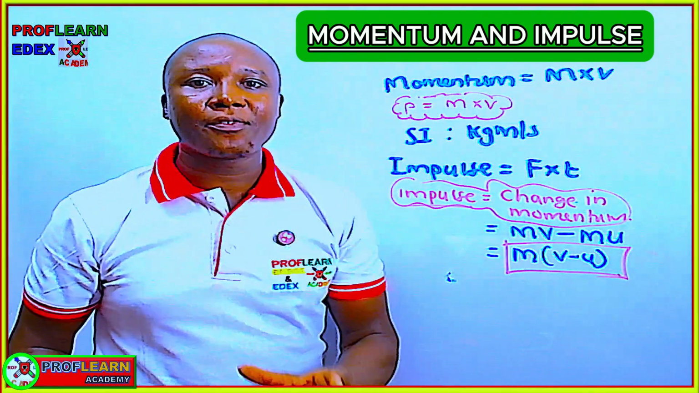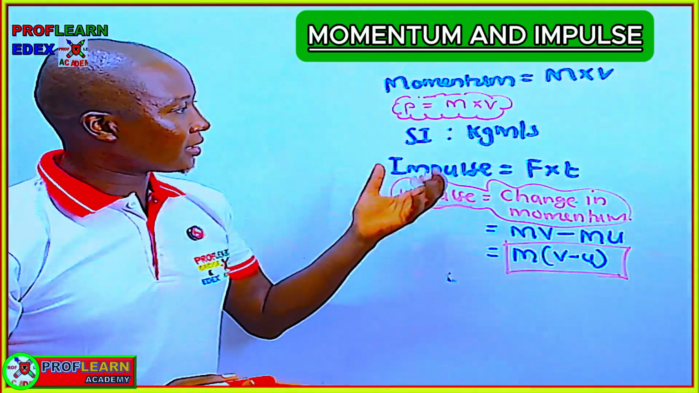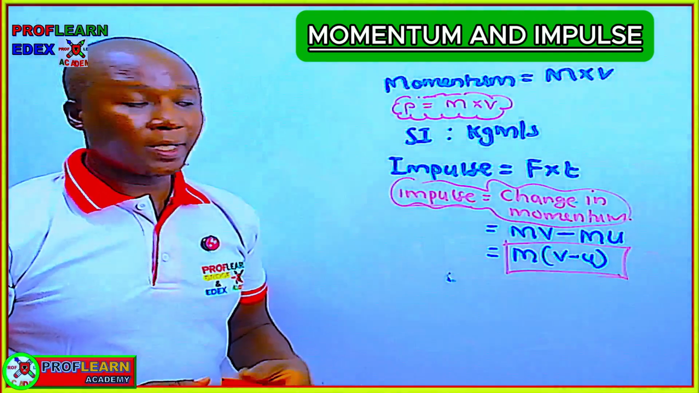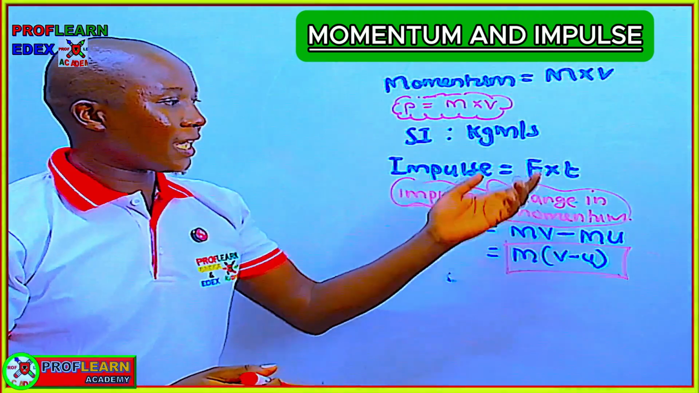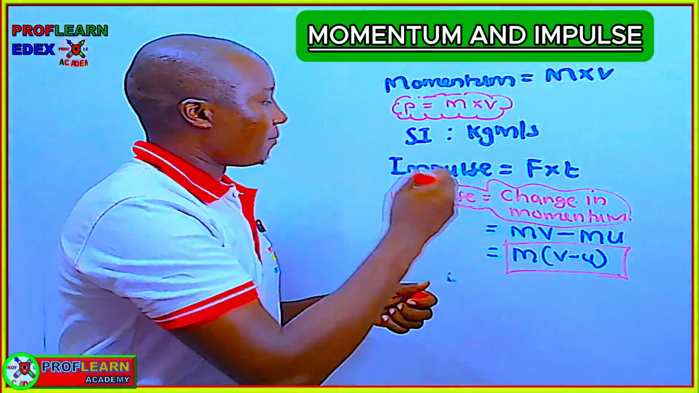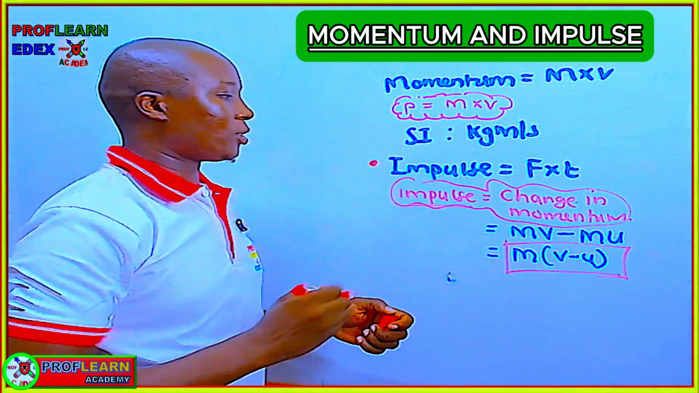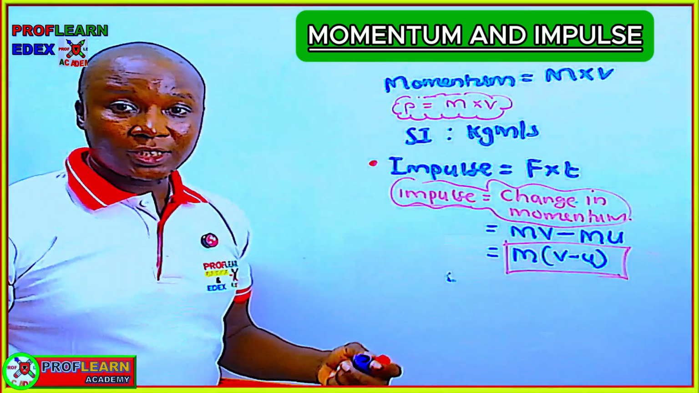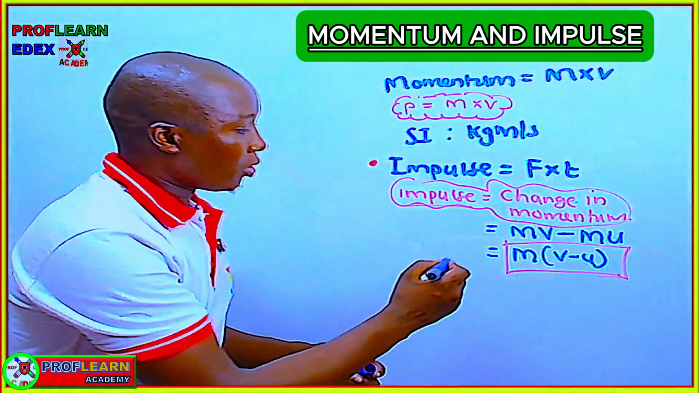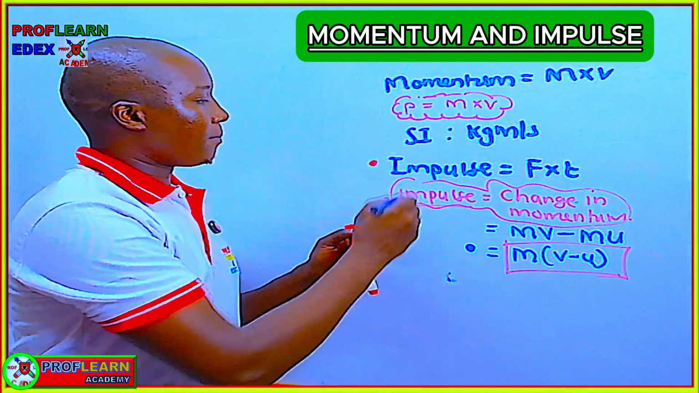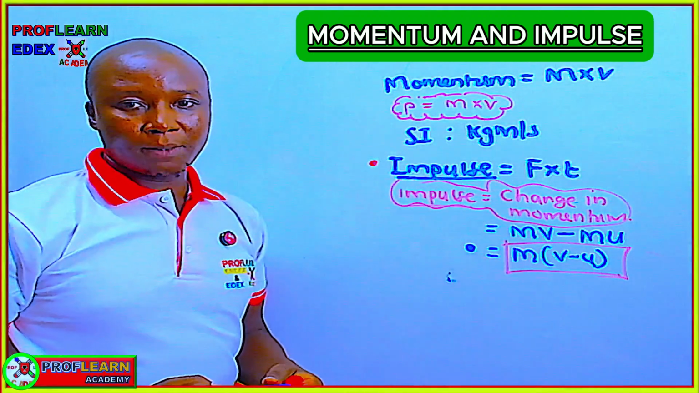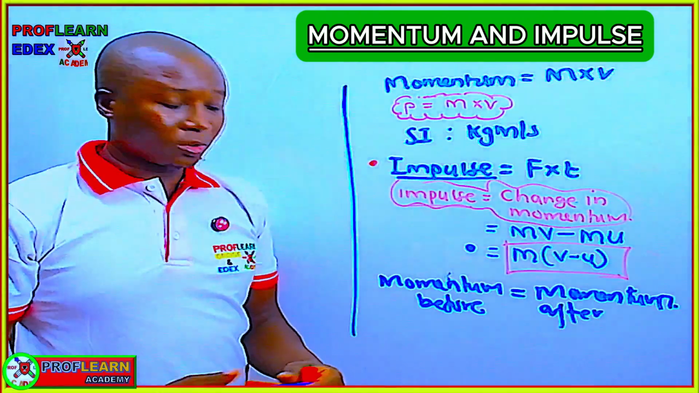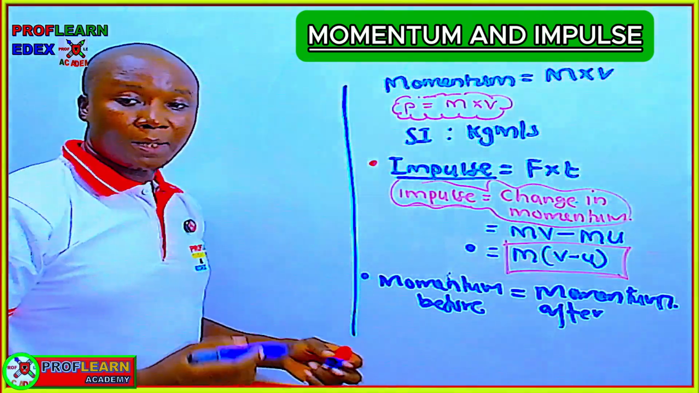The most important thing that you need to remember in this area is that you need to know which formula to use when. If you are given force and time in a question, you will use this first formula that we have. If you are given velocity and mass, you are going to use this second one, even though we are talking about impulse.